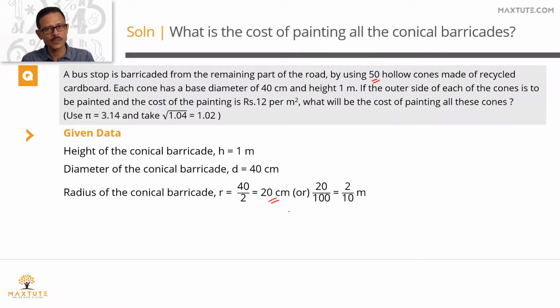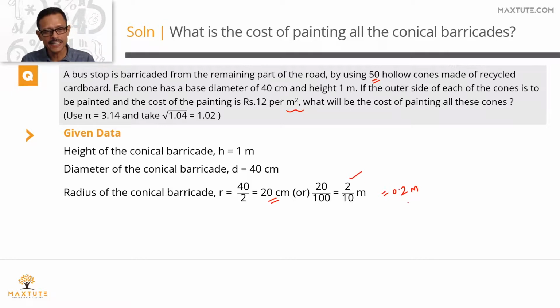Let's convert this into meters because the per square meter rate is given, and height is given in meters, so let's convert the base radius also into meters. So 20 centimeters is 20 by 100 meters, which is equal to 2 by 10 meters. You can at some points think of it as 0.2 meters. This is easier to calculate than taking it as a decimal.